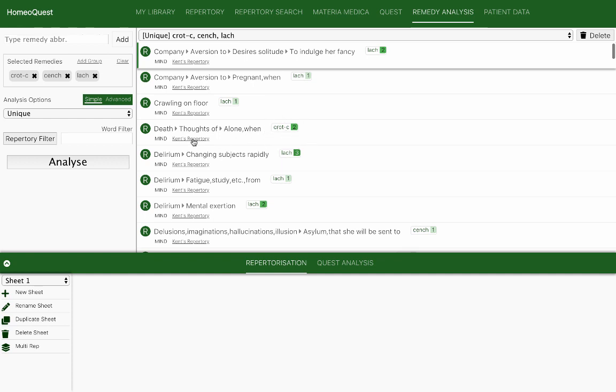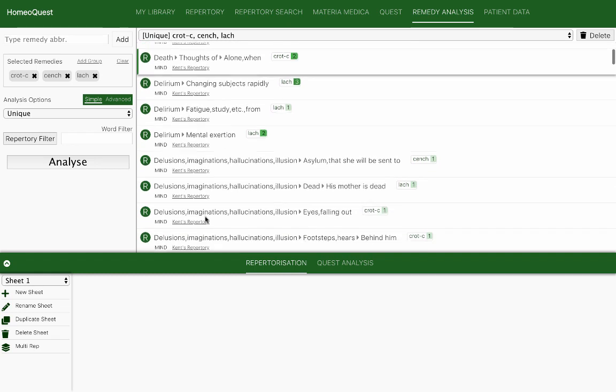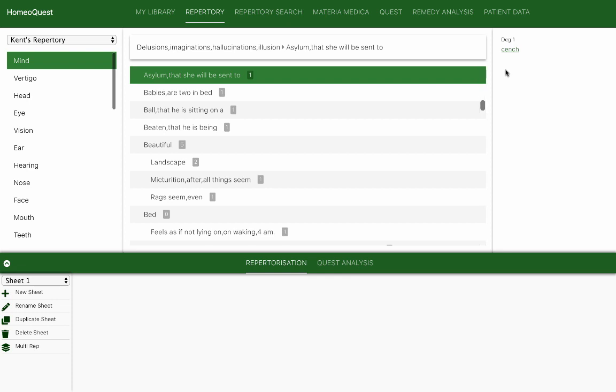You want to check that? Click on the name of the repertoire, and you land up in that repertoire, and look at that. There's only 1 remedy there, crotalis cascavella. Go back to remedy comparison and look at here. Fear that she'll be sent to a mental asylum, or delusion that she will be sent to, only remedy cenchrys. How interesting is that?